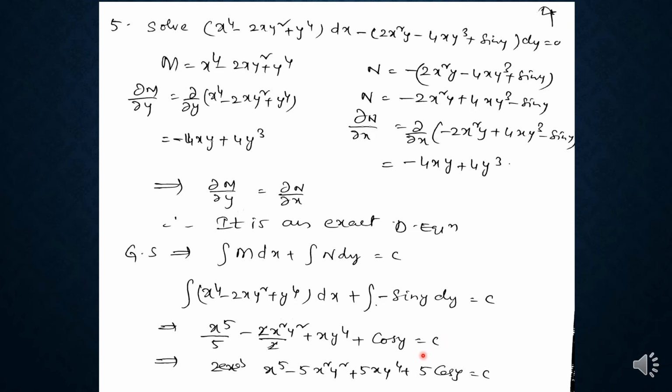So by taking LCM here, we will get x⁵ minus 5x²y² plus 5xy⁴ plus 5 cos y is equal to c, which is the general solution of the differential equation x⁴ minus 2xy² plus y⁴ dx minus 2x²y minus 4xy³ plus sin y dy is equal to 0.